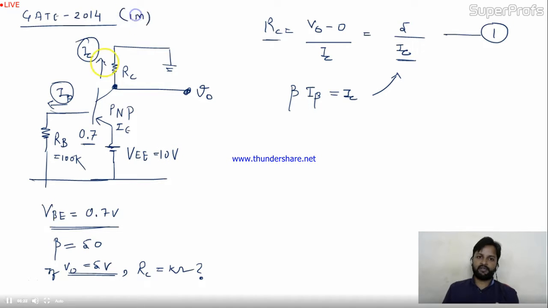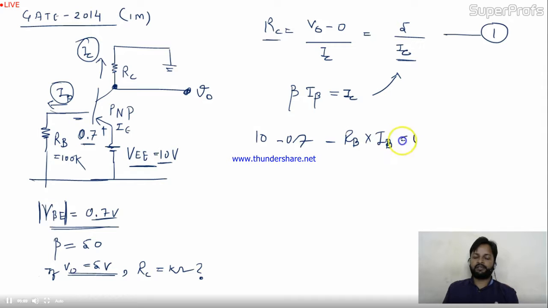This is a 1 mark question, okay? So I'll apply KVL over here. I'll start with VEB, and the VBE is given 0.7. The magnitude of VB is given, 0.7. Here in this case, this is positive, this will be negative, from emitter to base. Now, we'll start with 10 minus 0.7, and here I'm getting RB into IB, equal to 0.